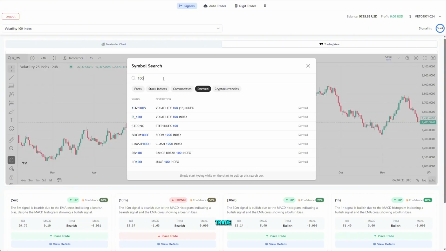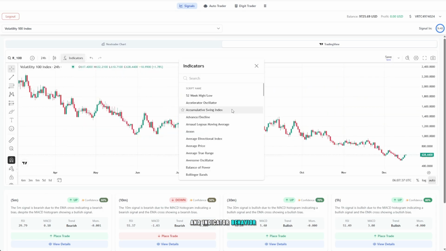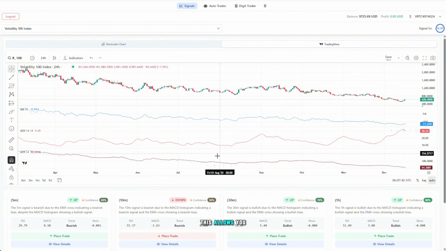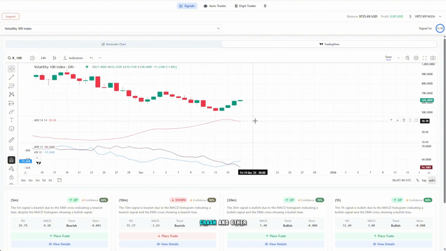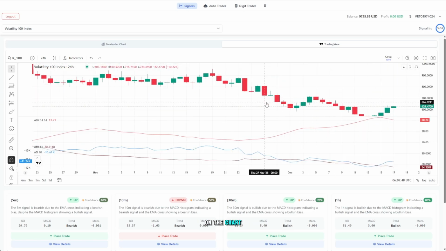Before placing any trade, always analyze the chart carefully. Look at the trend, recent price movement, and indicator behavior. You can also change markets using the symbol search. This allows you to analyze boom, crash, and other volatility indices easily. Now let's focus on the chart itself.